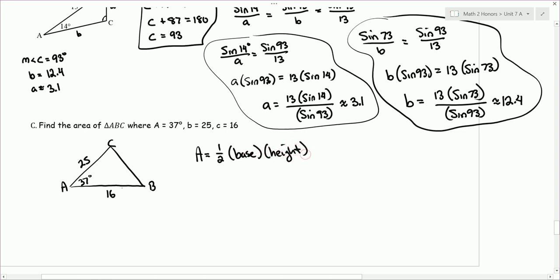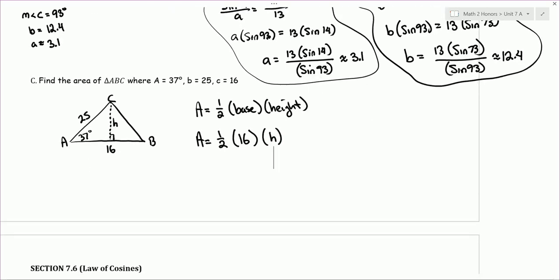And so if we let 16 be our base, we know our area is going to be 1/2 times 16 times the height. Now the height is the altitude of this triangle, so you drop a 90-degree segment from C to the base, and I'll call that H, whatever H is our height. So we need to figure out what H is, and then we can plug it in and get our answer.